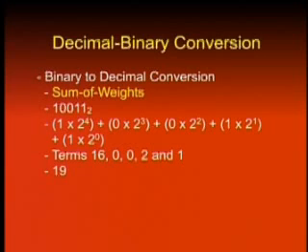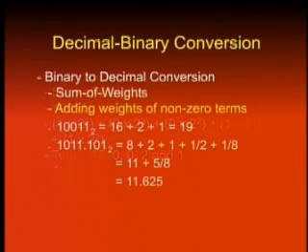You write the binary number in the form of an expression using the base 2 and the weights of the corresponding binary digits. You sum up the terms and the result is the decimal number. A simpler method is to add weights of only the non-zero terms. Consider an example.